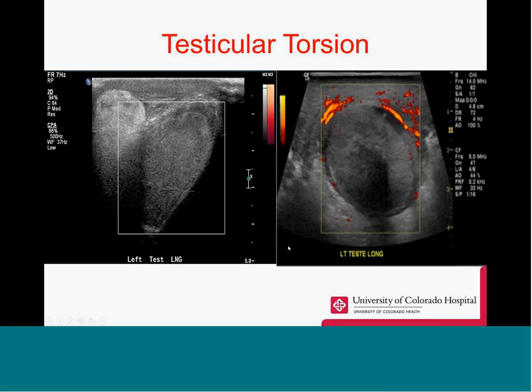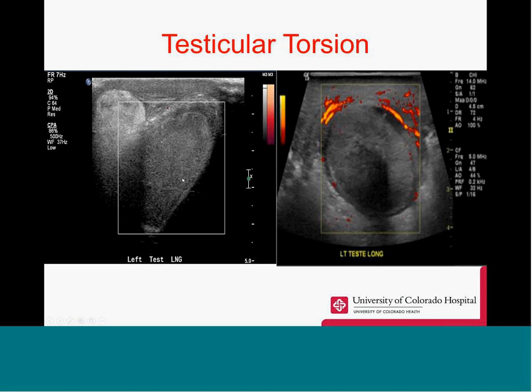Here are some more images of testicular torsion. In testicular torsion, color Doppler sonography has a sensitivity of 80 to 98% and a specificity of 97 to 100% with an accuracy rate of 97%. So you can see how highly accurate ultrasound is in diagnosing testicular torsion.